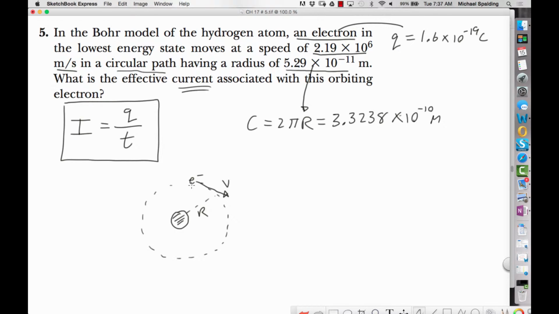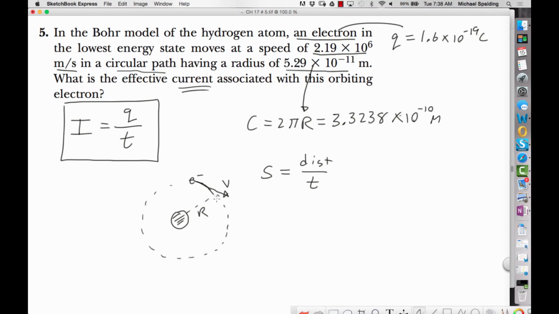Could we find the time for one circle now that we know the circumference? Yeah, because we have the velocity. This is the velocity here. So the definition of velocity is basically, well, I'm going to use the word speed. In fact, they use the word speed because speed is scalar. Speed is equal to distance over time.